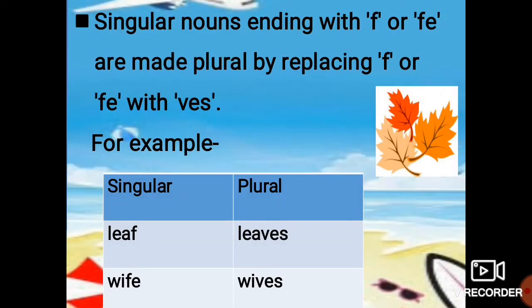Next, singular nouns ending with f or fe are made plural by replacing f or fe with ves. It means that the singular nouns which end with f or fe can be made plural if we write ves in place of f or fe. For example, leaf becomes leaves, wife becomes wives.